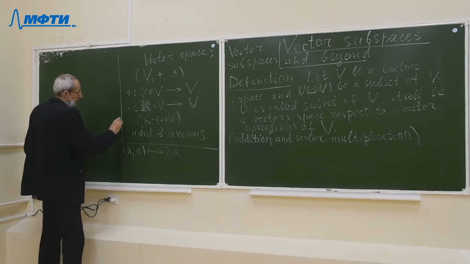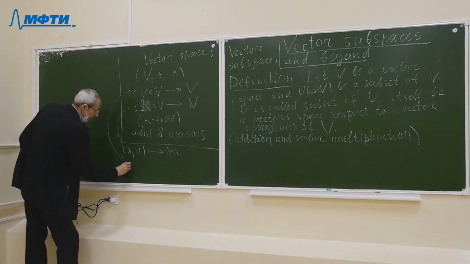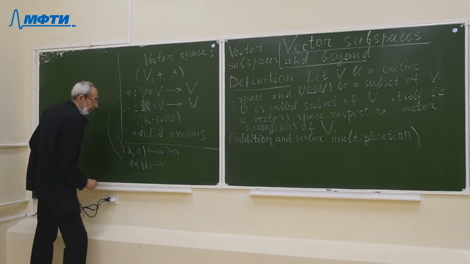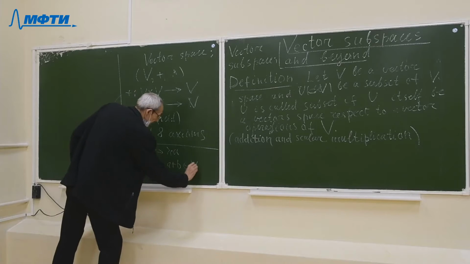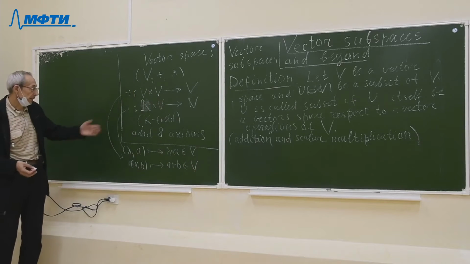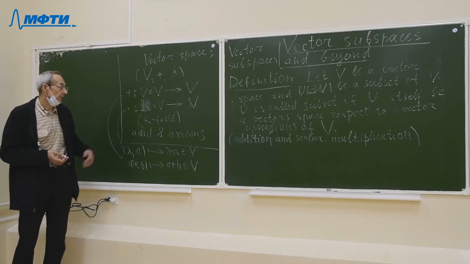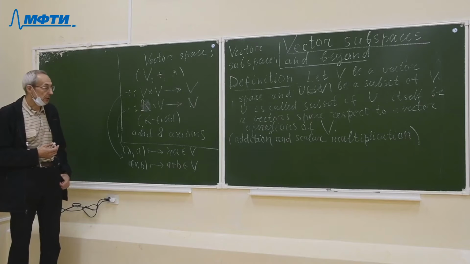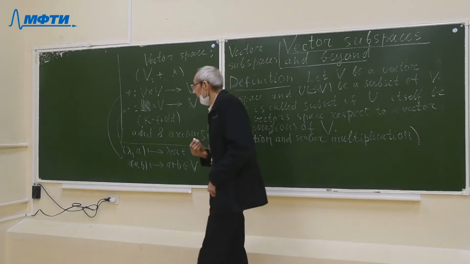And for addition, we have two vectors A and B, and we obtain a third vector A plus B. And these operations satisfy some 8 axioms: 4 axioms of addition, 2 axioms of scalar multiplication, and 2 axioms, the so-called axioms of distributivity, which define the connection between these two operations.